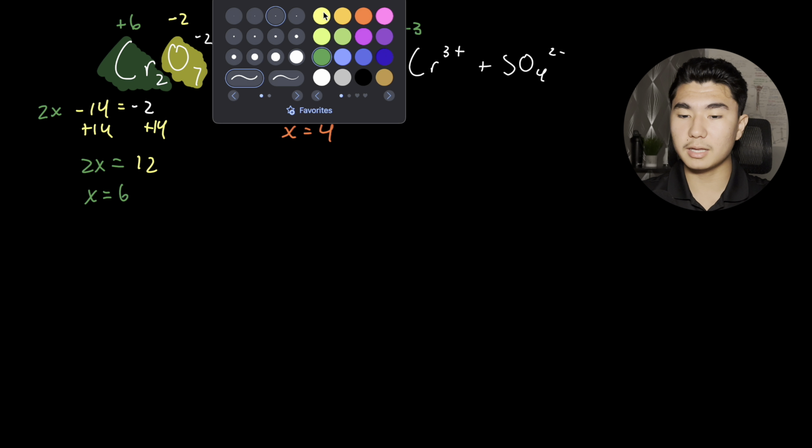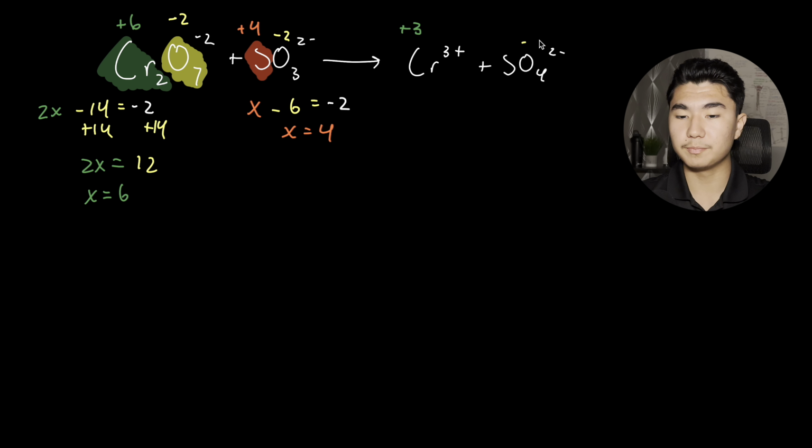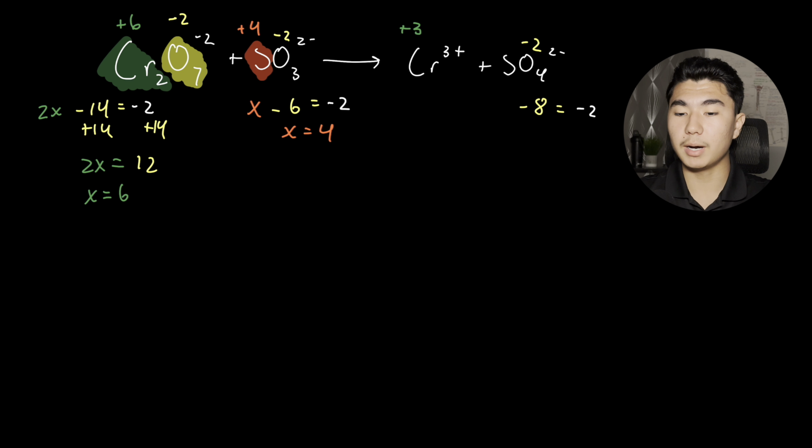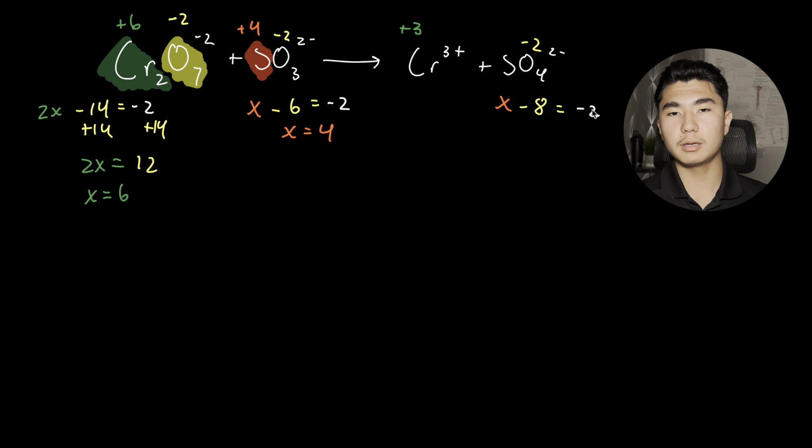But now let's look at this SO4 -2. So right off the bat, we already know that oxygen is going to be a -2. So 4 times -2 is going to get us -8 equals, and let me change the color here, -2. The sulfur, remember it was red, so that's X. So X minus 8 equals -2. Well, you can just use quick algebra or just basic math.